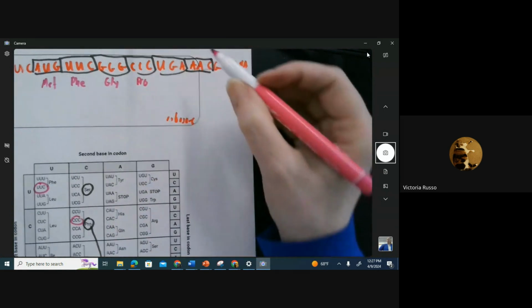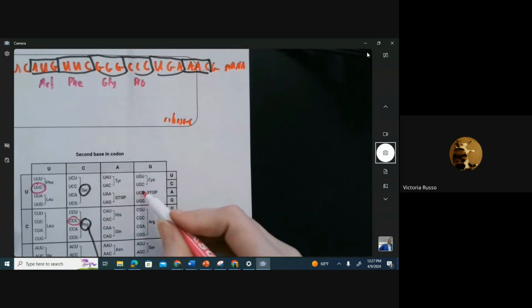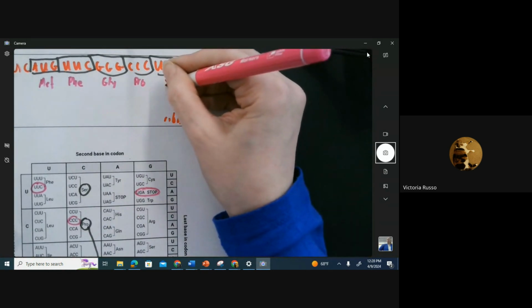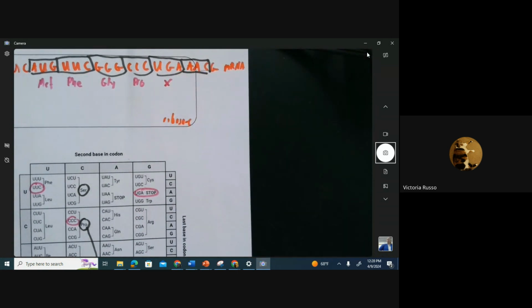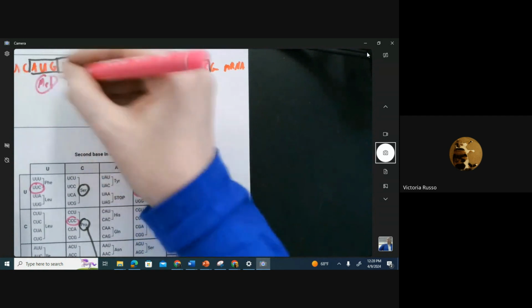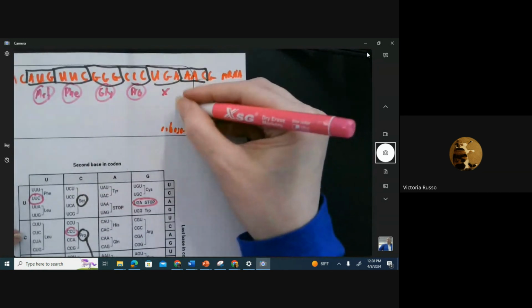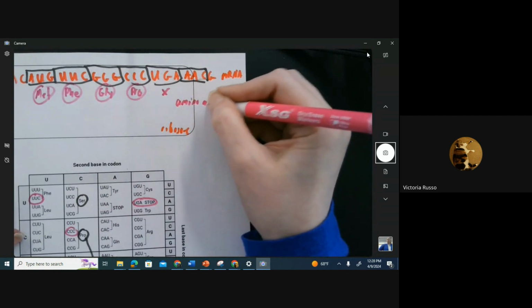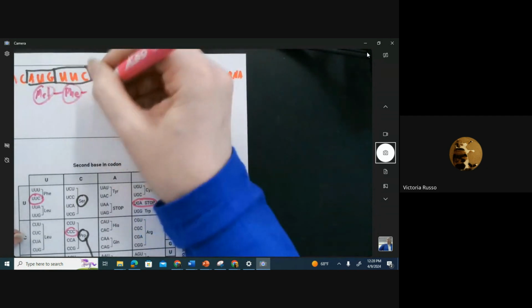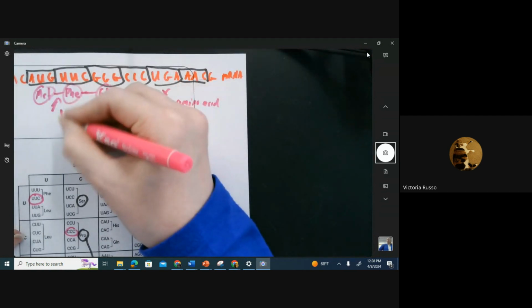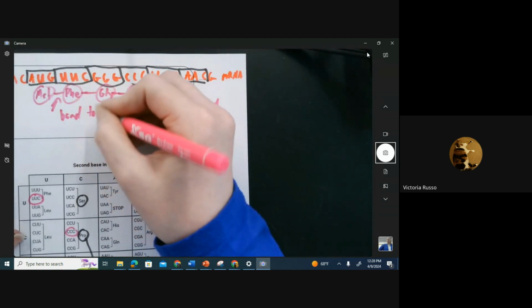And then if you see UGA, which is right here, that is a stop codon. That tells you to stop reading the mRNA. mRNAs can go on for thousands of base pairs. Each one of these that I wrote in pink is an amino acid, and they bond together to make a protein.